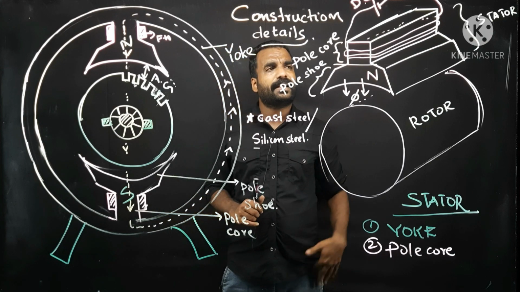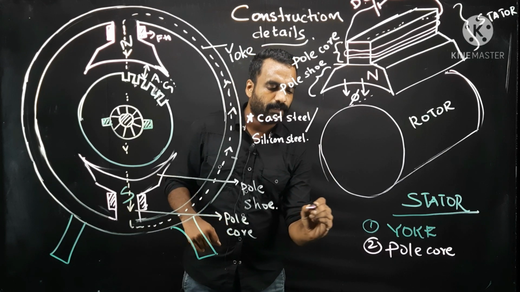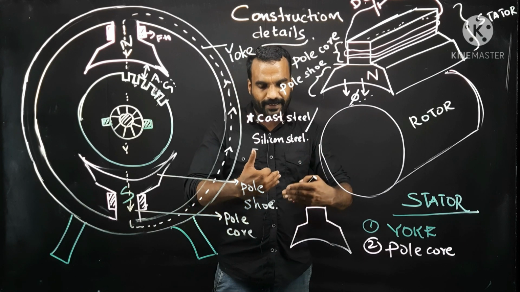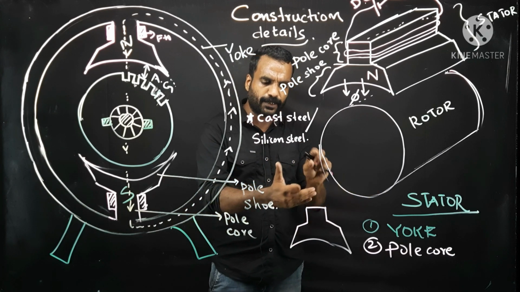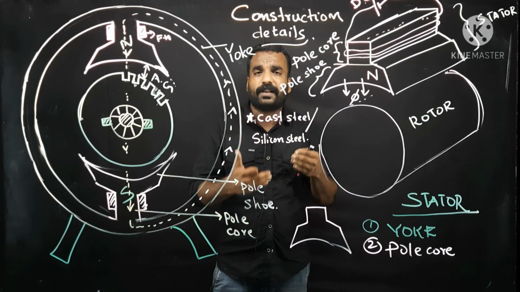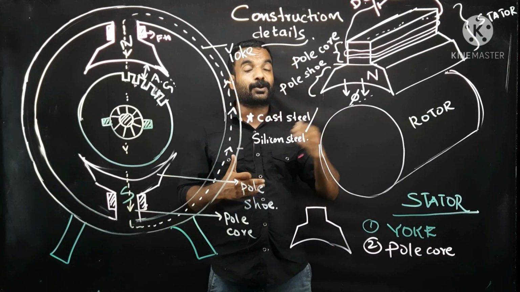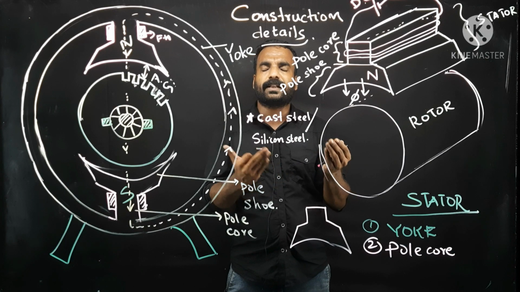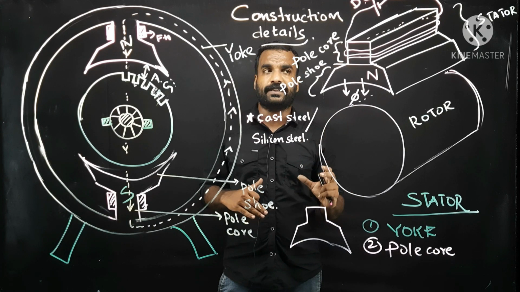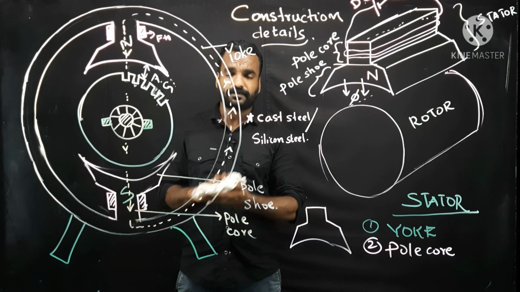Second point, we can laminate this pole core. Laminate means we can make each lamination in this shape, small laminations, and we can stack all of these together by using bolting. Each lamination will be separated by a small insulating material coating. Then circulating current will not get passed, so that eddy current will get reduced. So laminations are made in the case of large machines. If it is a small machine, laminations are not needed. So these are the 2 points.